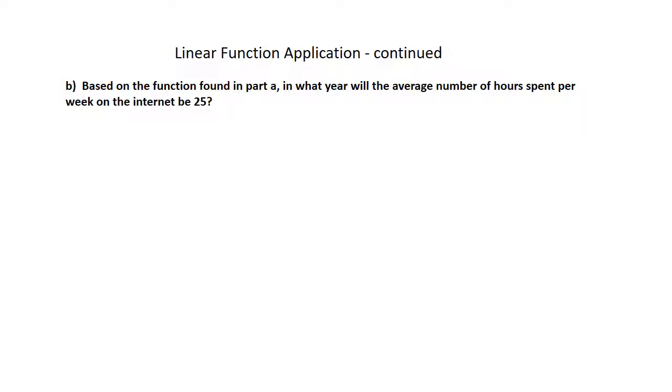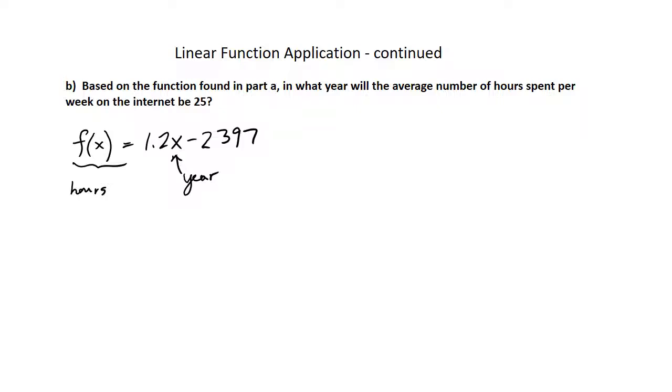Part B of this problem, based on the function found in Part A, in what year will the average number of hours spent per week on the internet be 25 hours? Well, our original function from Part A was f of x equals 1.2x minus 2397. Now, a little reminder of what this function is telling us. The input of the function was the year that we were in, and the output of the function was the hours spent on the internet per week.